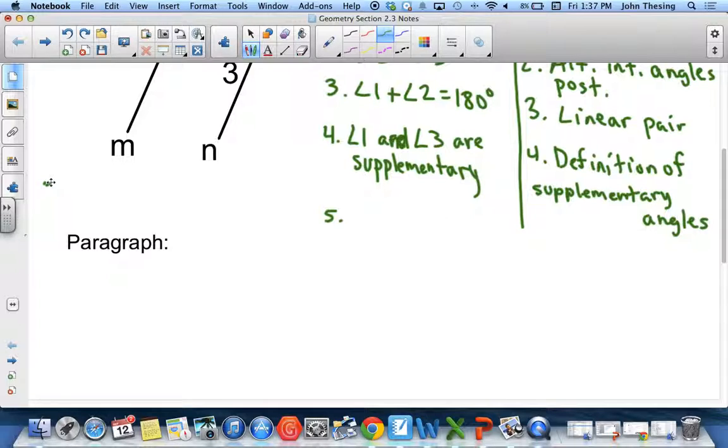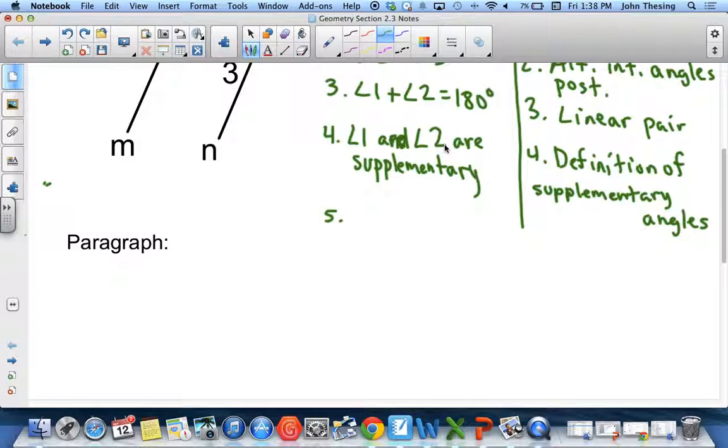Wait, 1 and 2. Sorry, I keep writing 3. You should have angle 1 and 2 are supplementary. Please make sure to pay attention. If you wrote 3 down and you didn't pay attention for about the last 10 seconds, it's angle 1 and angle 2 are supplementary. Okay, Vadim, what was the next thing you said?